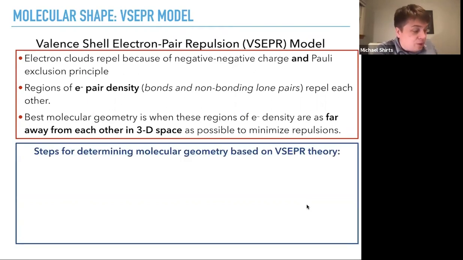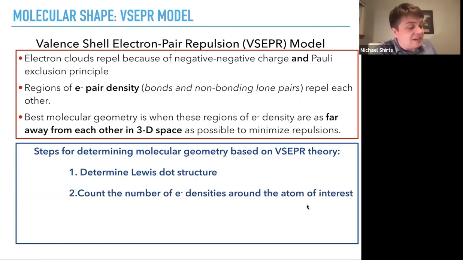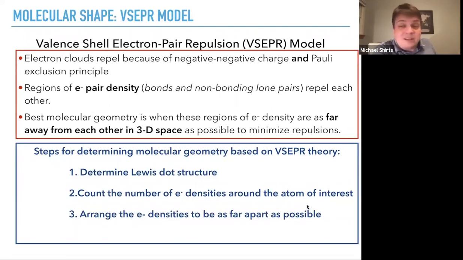So, steps for determining molecular geometry based on VSEPR theory. Determine the Lewis dot structure. First you have to get the Lewis dot structure because you have to understand around each atom how many bonds there are and how many lone pairs there are. So count the number of electron densities around the atom of interest. That includes both a bond and a lone pair. Arrange the electron densities to be as far apart as possible. There's going to be a little more to this because you'll need to take some facts about geometry into effect, but basically that's the idea.